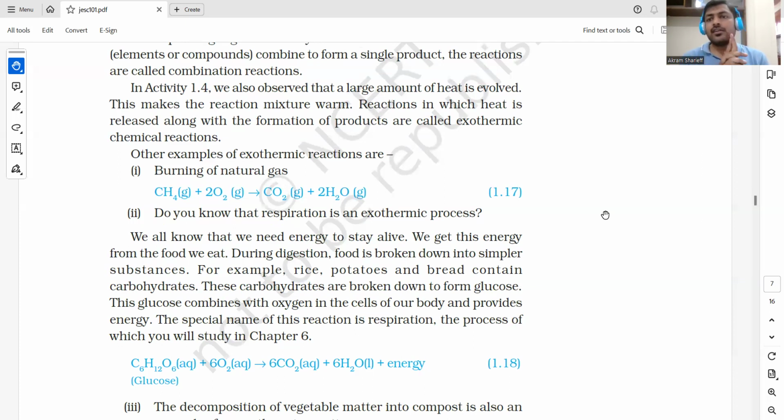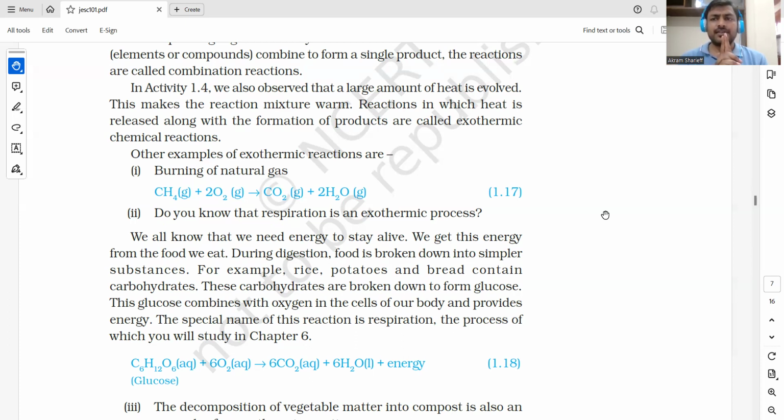Okay? So burning of natural gas, what kind of reaction? If you are burning natural gas, what are we getting? Heat. What is natural gas? First of all, methane. CH4 plus O2 gives rise to CO2 plus H2O. Do you think respiration is an exothermic process? Why?